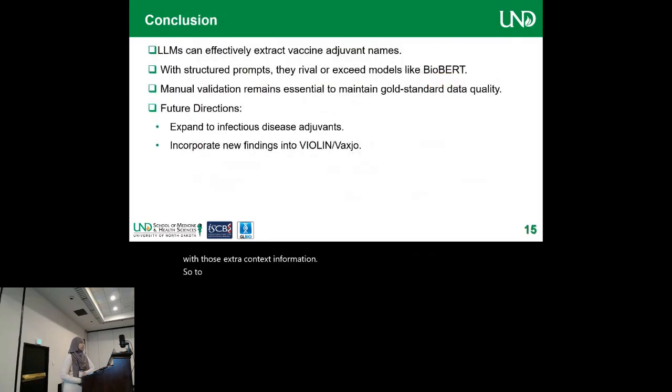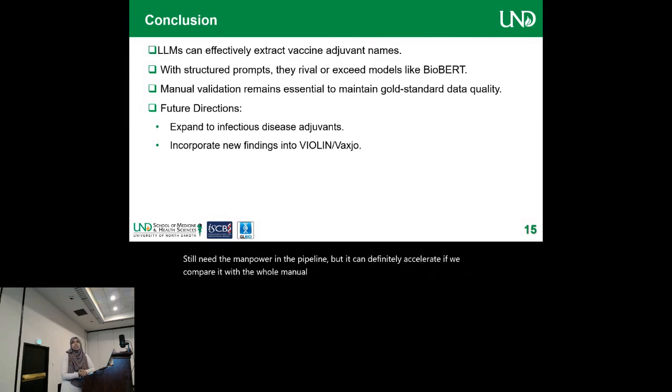So to conclude, I'd like to say that large language models can obviously effectively extract vaccine adjuvant names from the biomedical literature, although the literature is not very structured. And with structured prompts, sometimes they rival and sometimes even have better performance than the state-of-the-art language models like BioBERT. And although we have those very promising results, I'd like to say that manual validation still remains essential if we want to come up with gold standard with the help of those LLMs. We still need the manpower in the pipeline, but it can definitely accelerate things if we compare it with the whole manual process.